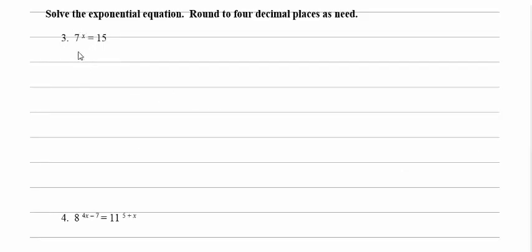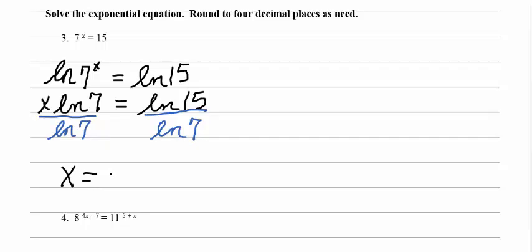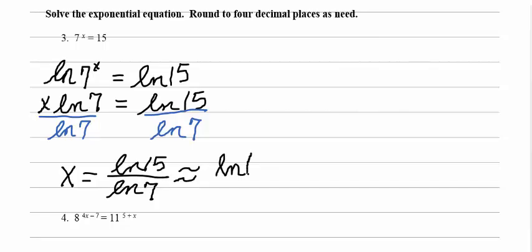So let's take a look at using this property on number 3. So we're going to apply the natural log to 7 to the x and the natural log to 15. Now we're going to use the power rule for logarithms. Natural log of 7 to the x is x times the natural log of 7. We're going to divide both sides by natural log of 7. This gives us x equals natural log of 15 divided by natural log of 7.